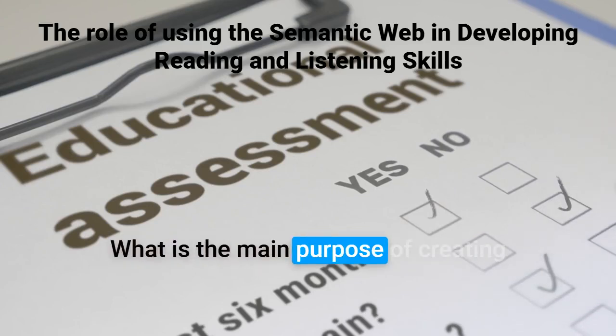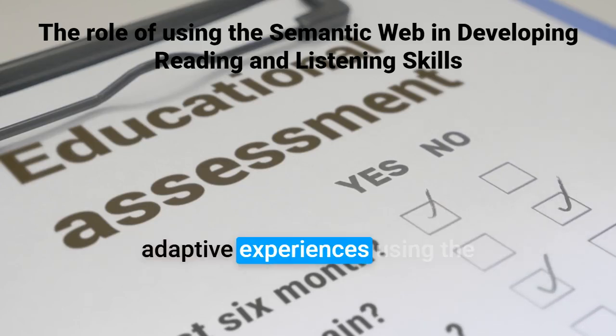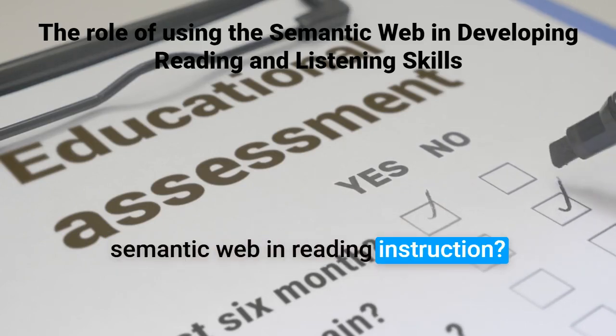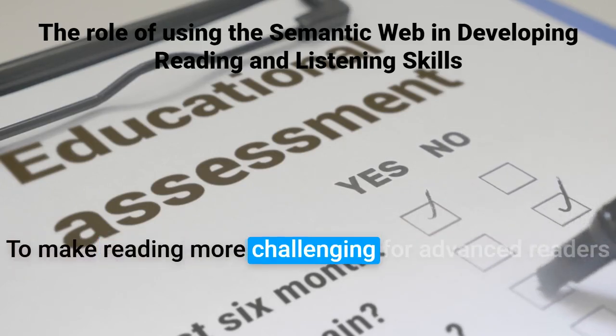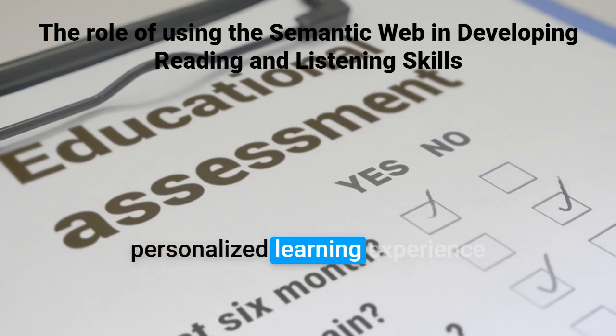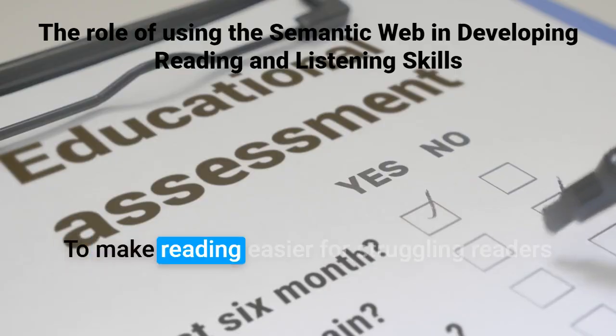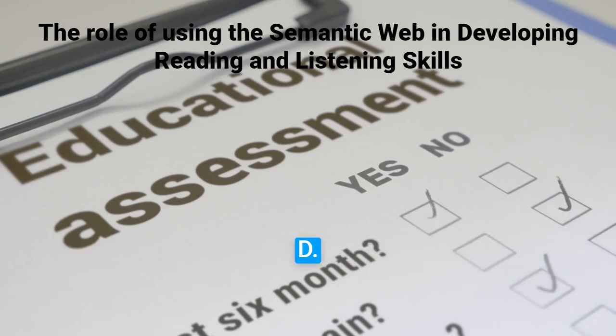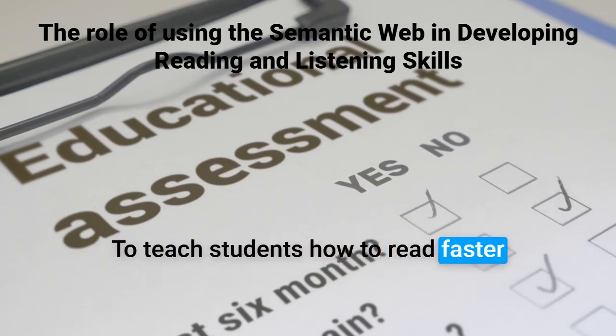2. What is the main purpose of creating adaptive experiences using the semantic web in reading instruction? A. To make reading more challenging for advanced readers. B. To provide students with a personalized learning experience. C. To make reading easier for struggling readers. D. To teach students how to read faster.